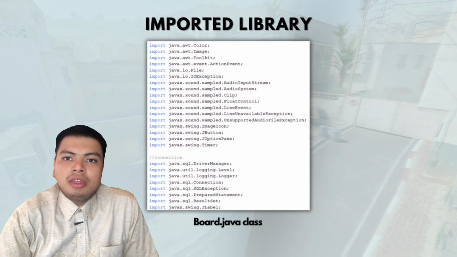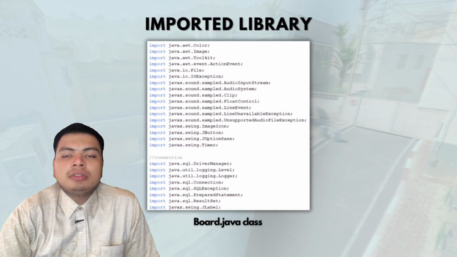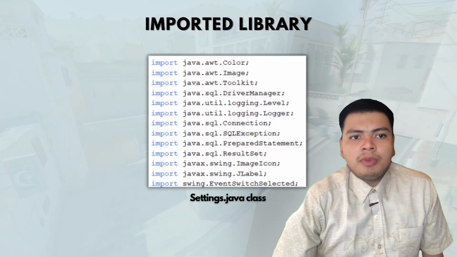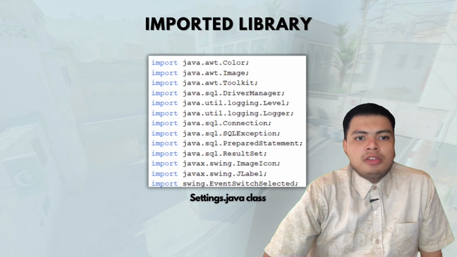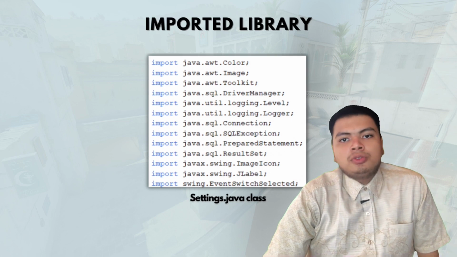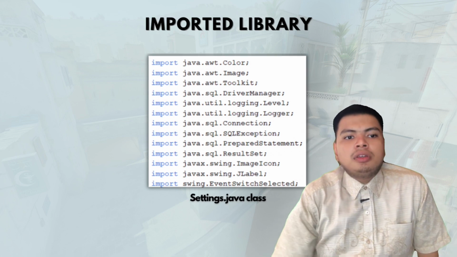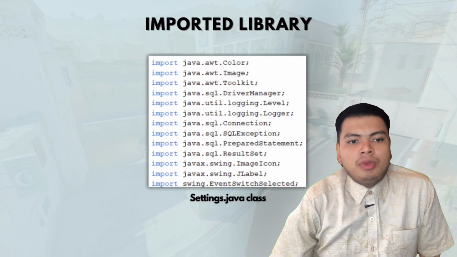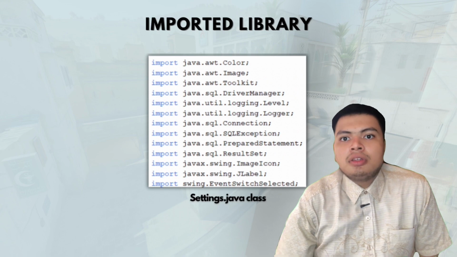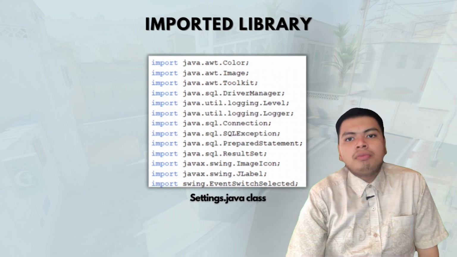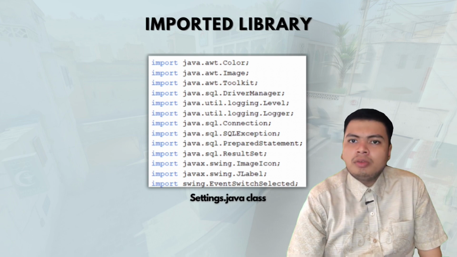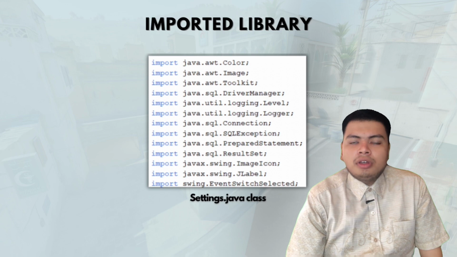So next, we jump to the imported libraries of the setting class. As we can see, there are Toolkit and Image, which are for the image. The DriverManager, as usual, is for the database. And we have the ItemEvent and the switch selected. This is for the switch button that we have utilized for the boolean settings that we have used for the game.